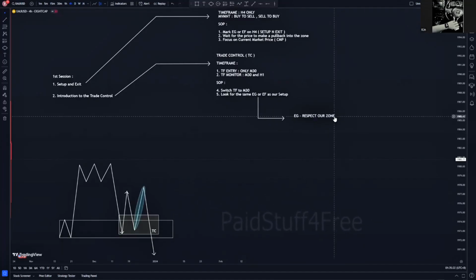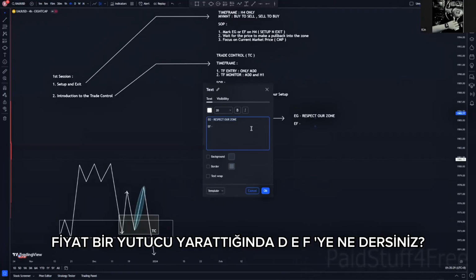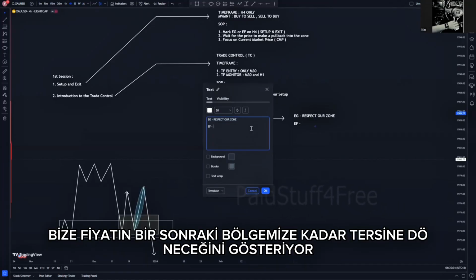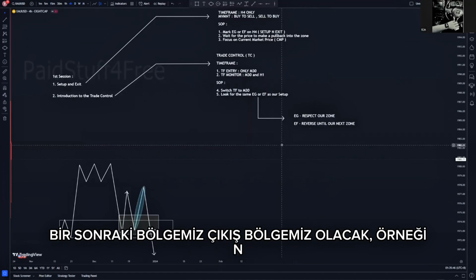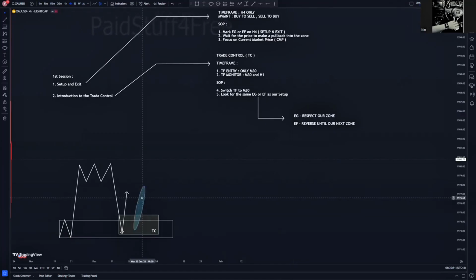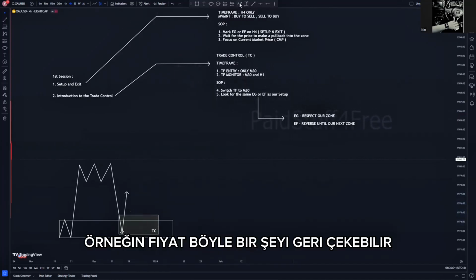If there is no question, how about the EF? When the price created an engulfing fail at the current market price, it shows us that the price is going to reverse until our next zone, which is our exit zone, right? So for an example, the price made a pullback, something like this.